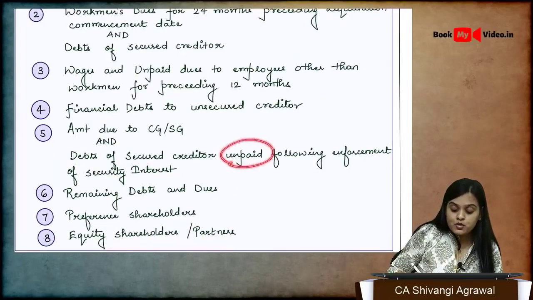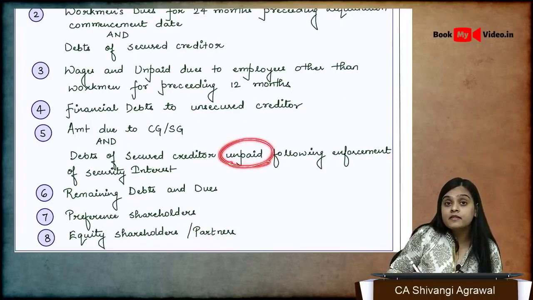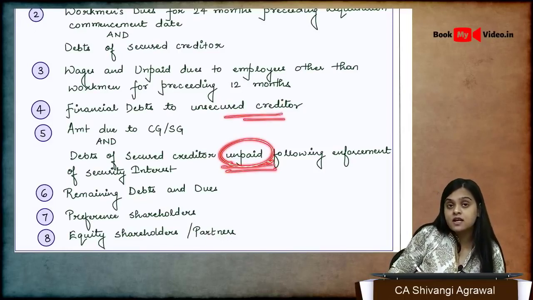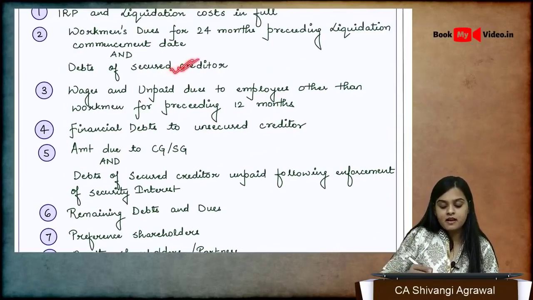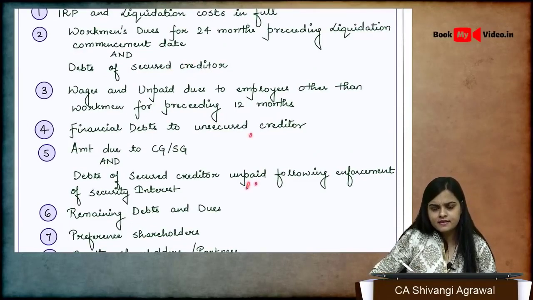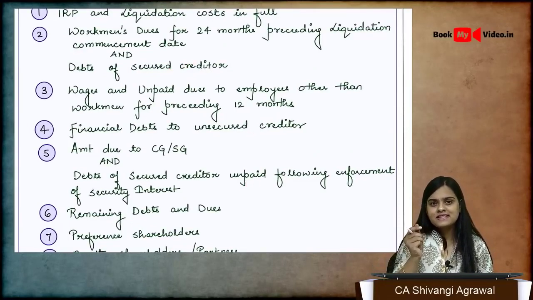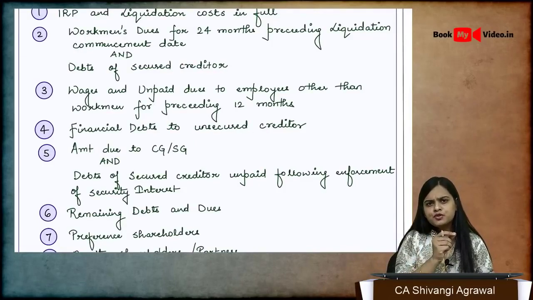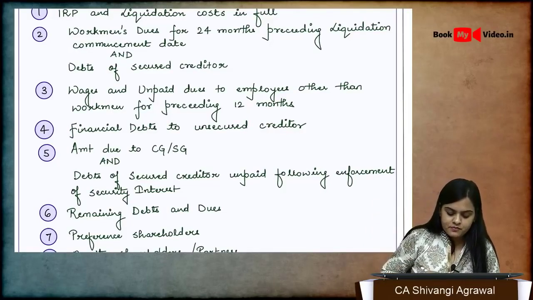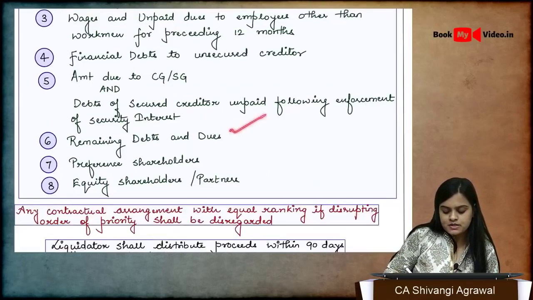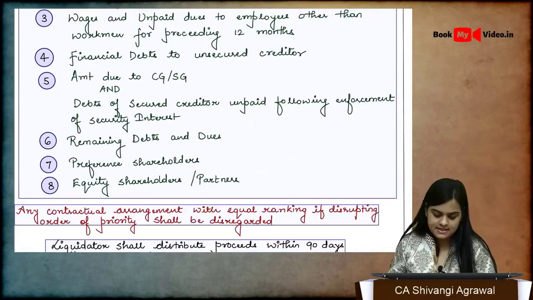See, the unpaid portion, if a secured creditor enforces a security interest, then the unpaid portion comes even after the unsecured creditor. So it's sometimes better to let go of the security interest, so you will be paid here, otherwise you will get the unpaid portion at a later stage. So it depends what amount of asset you have as collateral. If it is sufficient to cover your dues, then you should enforce your security interest, otherwise you should let it go, right? So amount due to central government, state government, and the remaining debts and dues, then preference shareholders, and at the last equity shareholders as well as the partners.